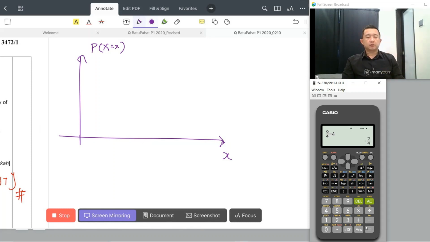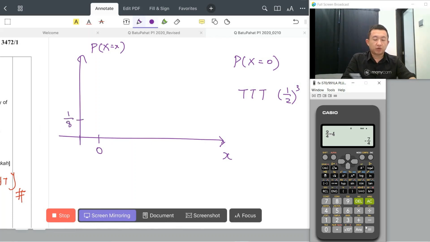When you throw 3 coins and flip them, what are the possible cases? It could be P(X equals 0). You don't have any heads, so it could be 0. So what is the chance of 0? Meaning you have tails. The chance of getting head or tail is 1 over 2. So 1 over 2 multiplied by itself, 1 over 2 cubed. So TTT, the probability is 1 over 8. So you draw like this, or I use a different color.